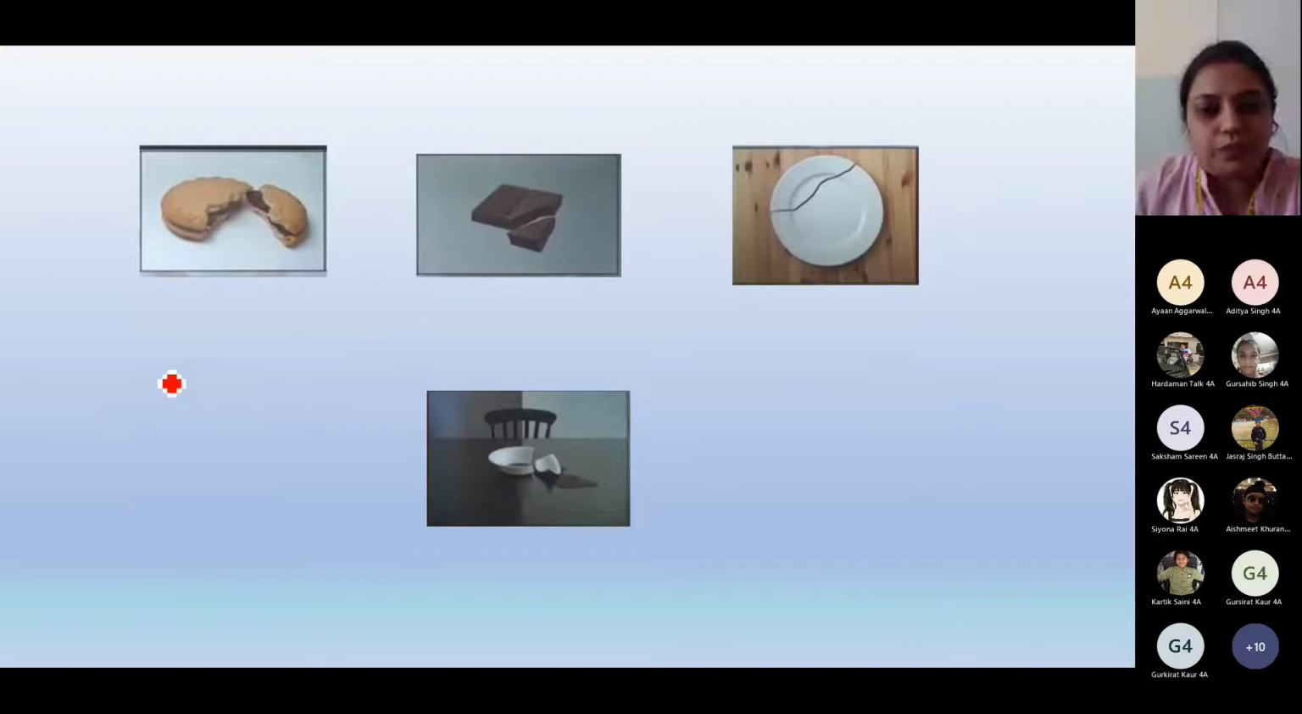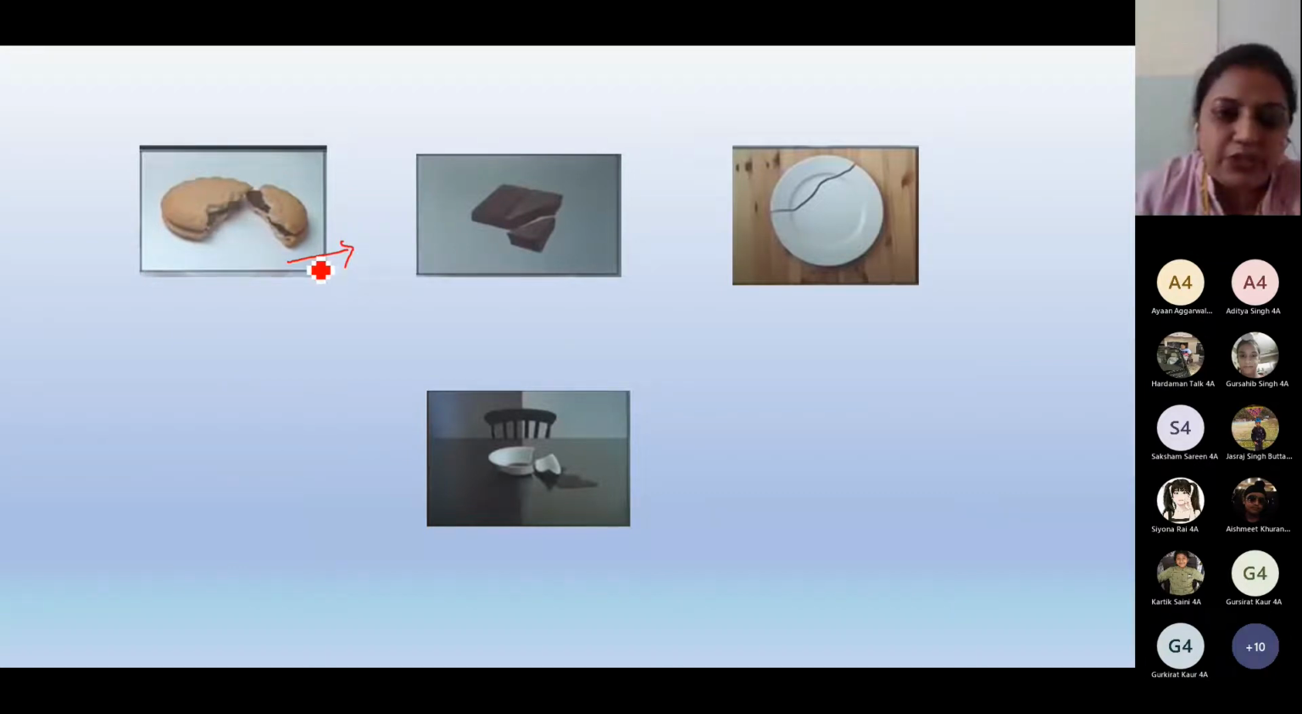These are some of the examples that we cannot represent using fractions. Look at this biscuit. It is not divided into 2 equal parts. So we cannot write it as a fraction. Similarly, this chocolate, a plate and a dish. These are not divided into equal parts.